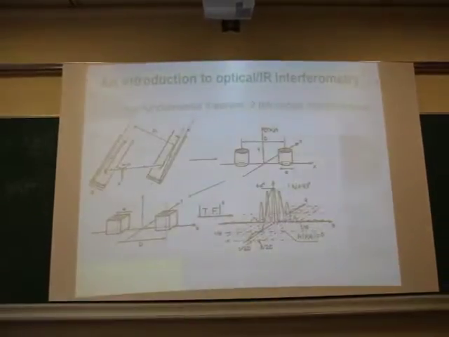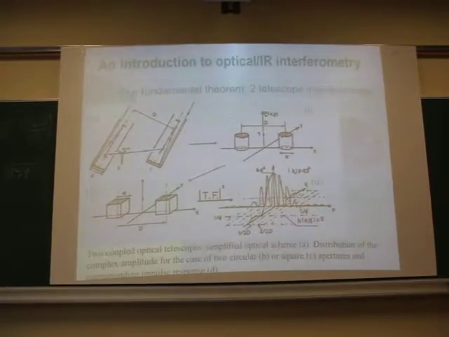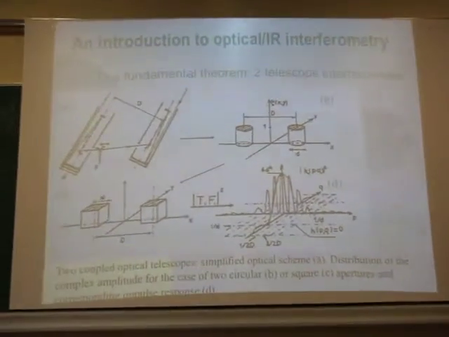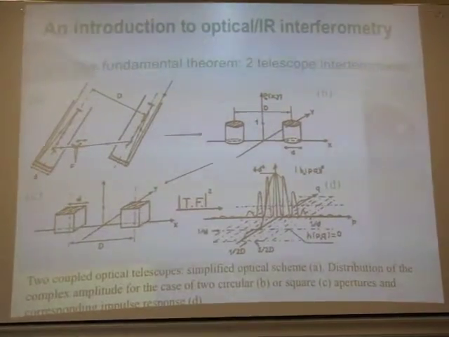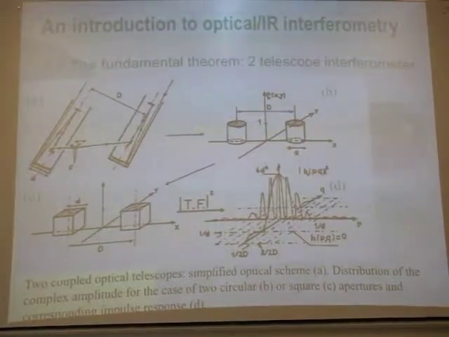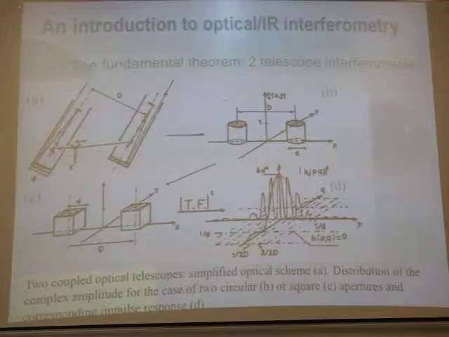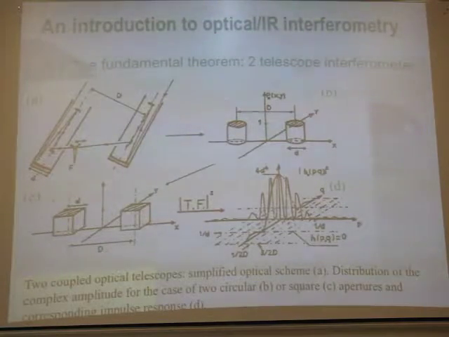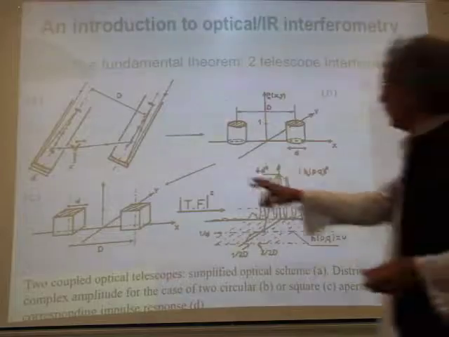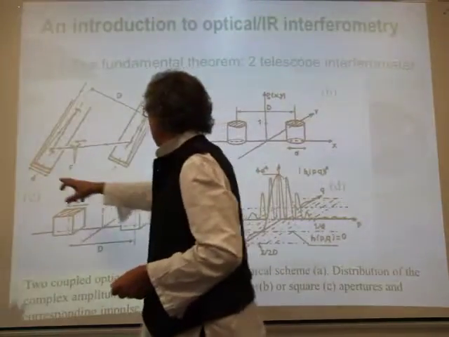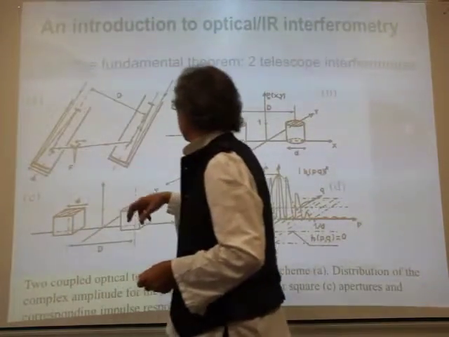And now we come to a very interesting problem. The idea is that now we are going to use a screen with two pinholes, like in Young's experiment, but we will assume now that the holes are of finite size, so that they can be represented by the mirrors of a telescope. So this is exactly two telescopes with two circular apertures.